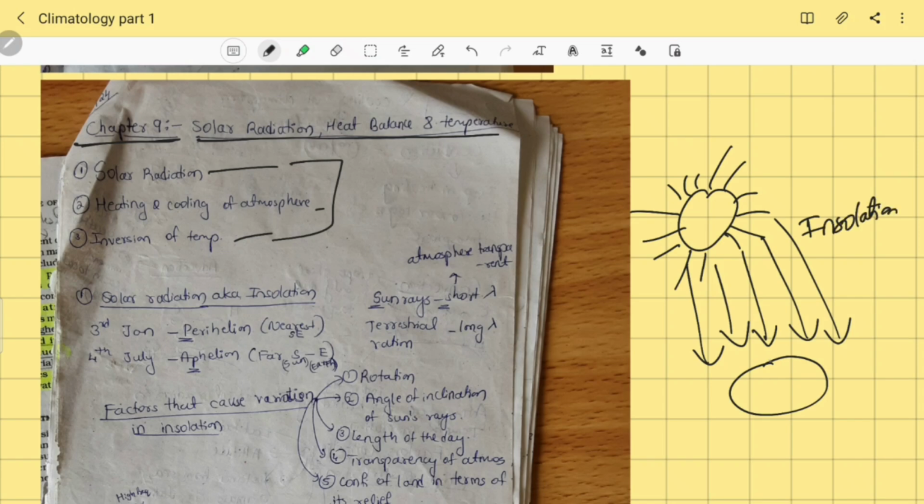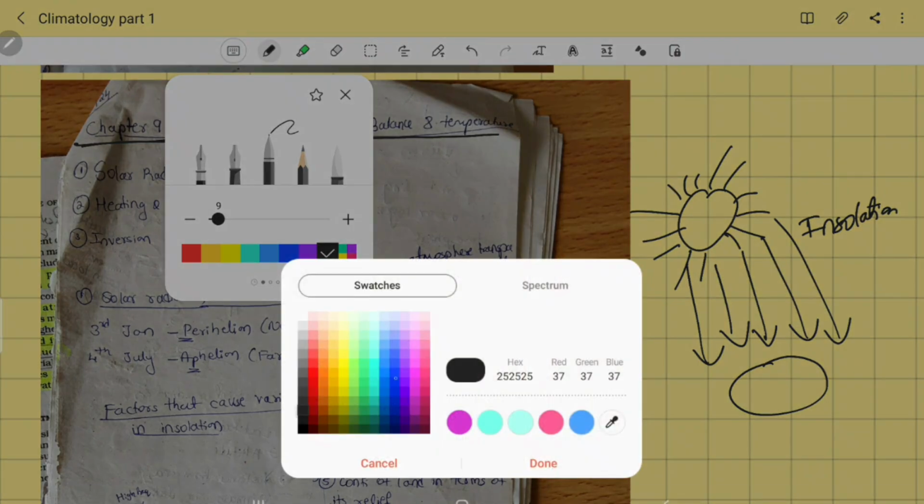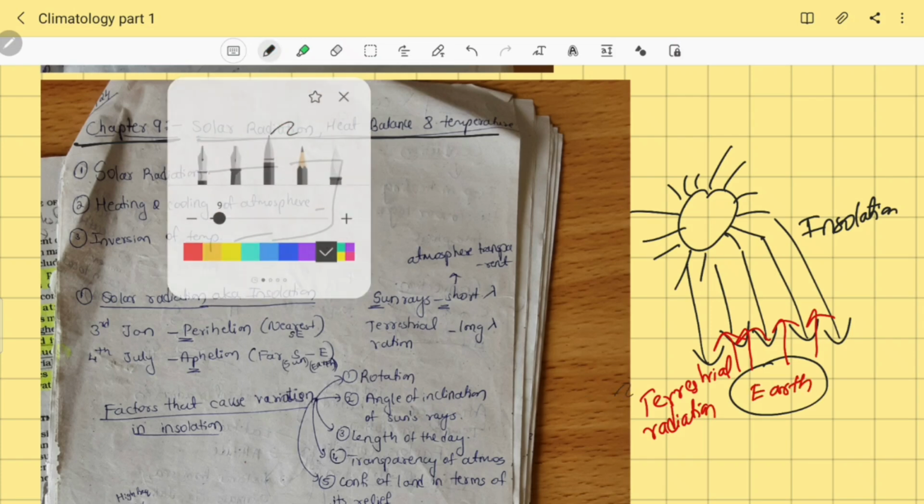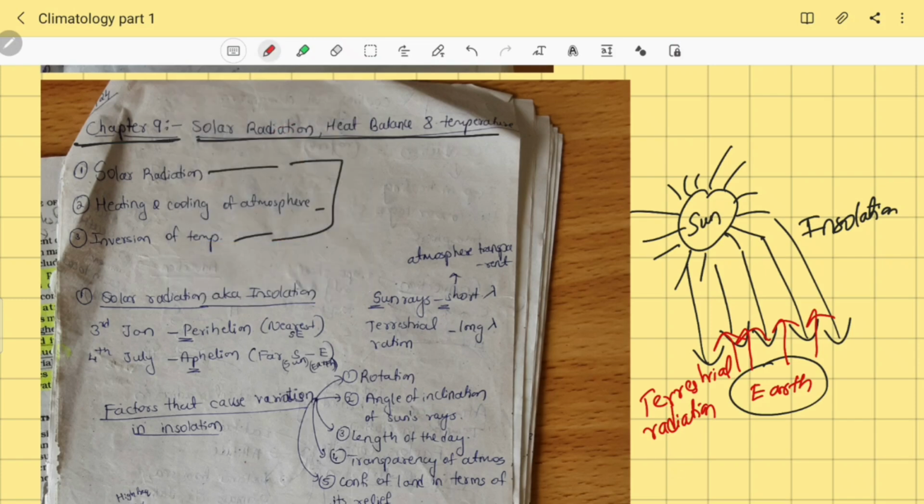Now once the earth has received energy, it also has to emit that energy back, right? Once it is heated. So when the energy is emitted by the earth, that is known as terrestrial radiation. So terrestrial radiation is earth. Okay, now we understood insolation and terrestrial radiation.